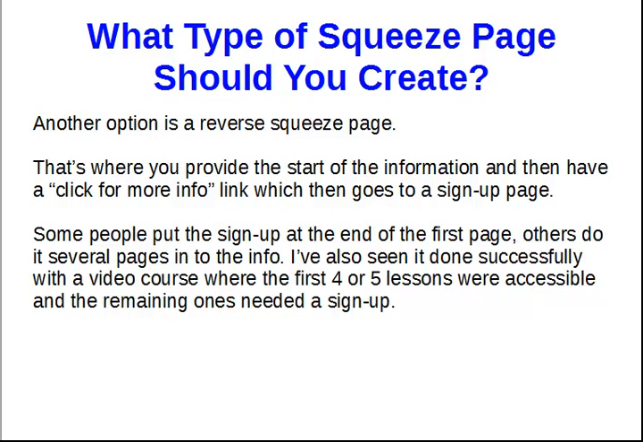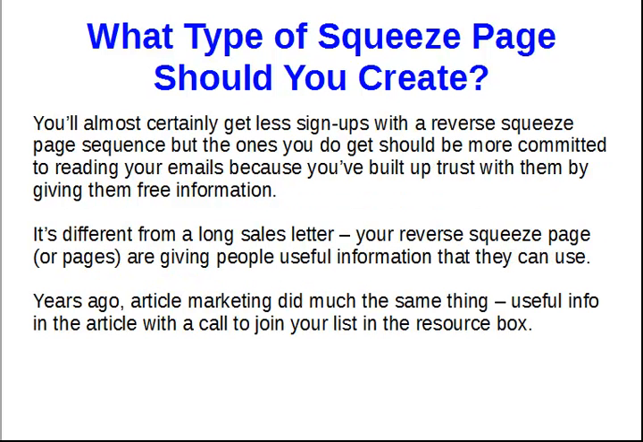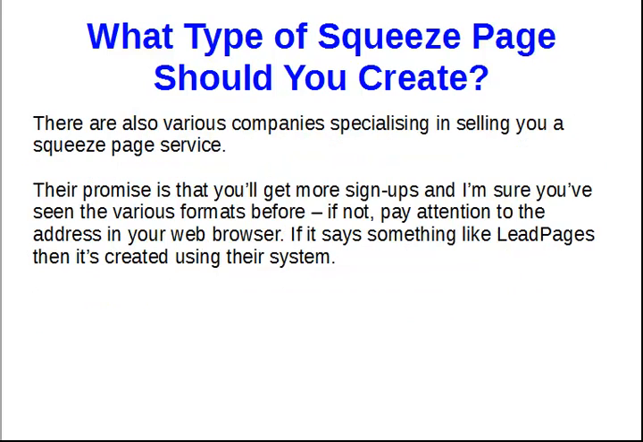Dan Kennedy does the same. You'll go halfway through a video and then say, right, to watch the second half, sign up. Same kind of process. You'll almost certainly get less sign-ups with the reverse squeeze page sequence, but the ones you do get should be more committed to reading your emails because you've built up trust with them rather than just give me your email. So you've built up trust with them by giving them free information. And it's different from a long sales letter because your reverse squeeze page or pages are giving people useful information that they can actually use. Years ago, article marketing did much the same thing. Useful info in the article, call to join your list in the resource box.